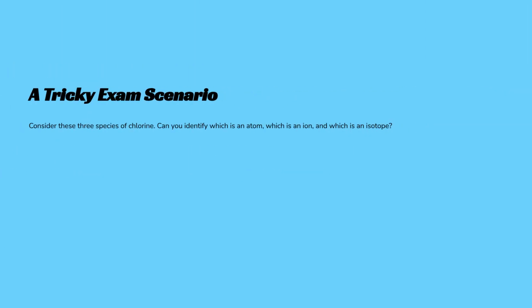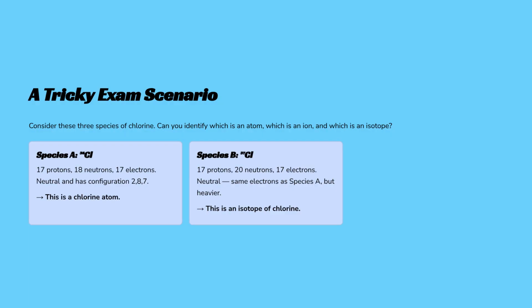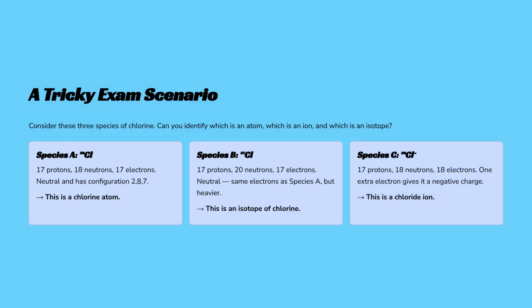Let's apply this to chlorine. Species A is a neutral chlorine atom. Species B is a chlorine isotope with 2 extra neutrons but is still neutral. Species C is a chloride ion with 1 extra electron, giving it a negative charge.